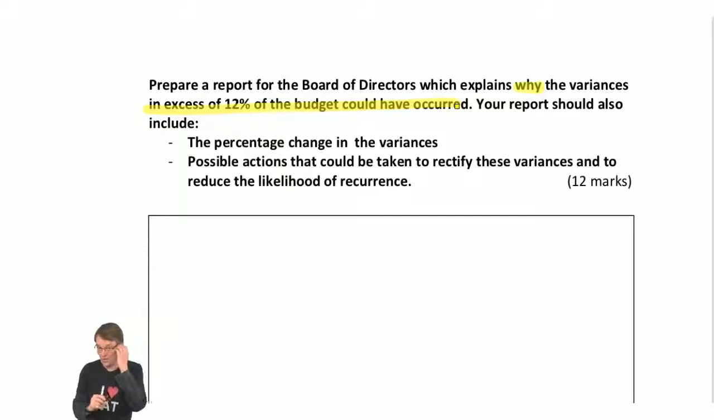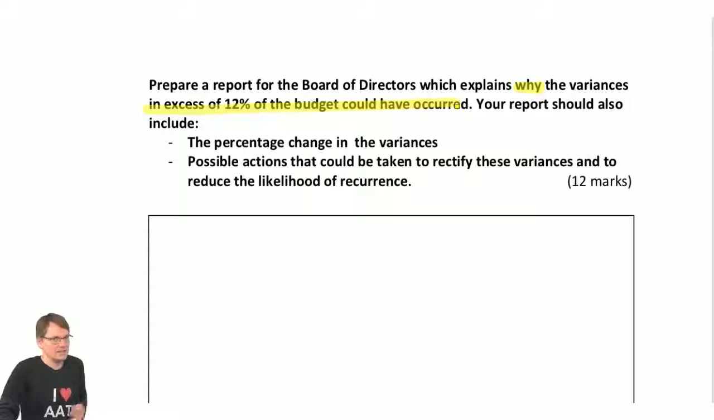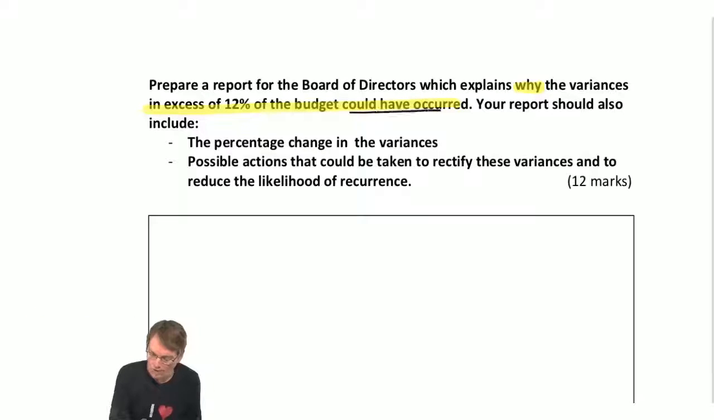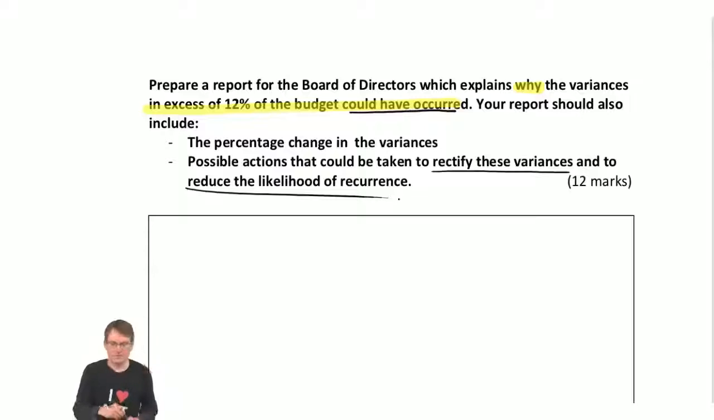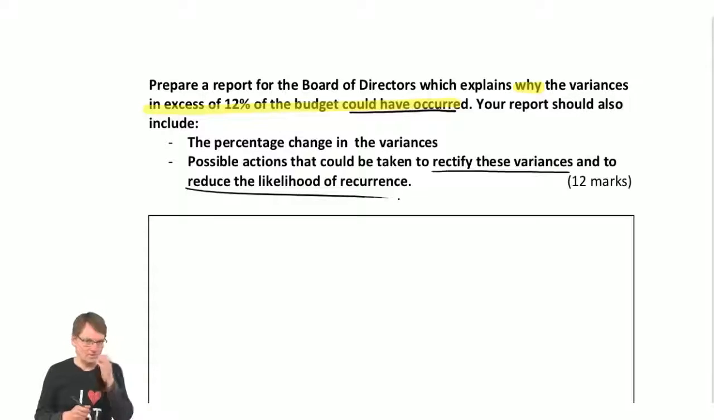So what we will need to do, first of all, is work out what the variances actually are, what percentage they are, and I can pretty much guarantee you that at least one of them will be less than 12%, so we just say we don't need to worry about this. So why the variances in excess of 12% could have occurred. The first thing I need to do is work out what the variance is, what percentage it is. Then I need to say why it might have happened, and then possible actions to rectify those variances, in other words, to make sure they don't happen again. So that's basically the task that we've got: work out the change, work out why it might be happening, and what we're going to do about it.